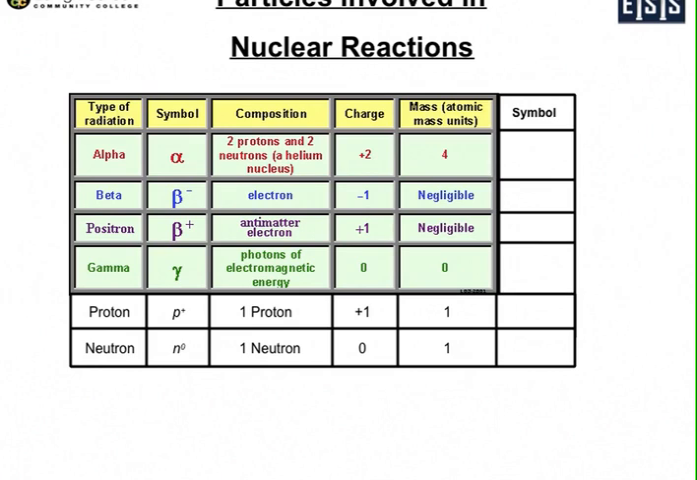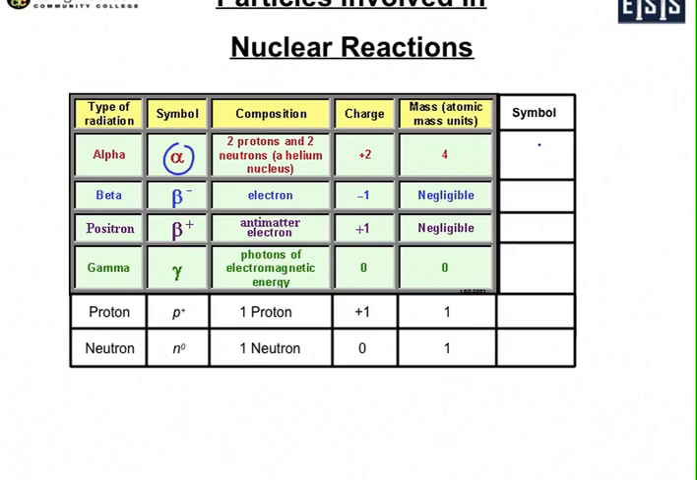And so, alpha radiation is represented by this Greek symbol here. An alpha decay is when the nucleus loses 2 protons and 2 neutrons. And that's essentially a helium nucleus. No electrons around it, just the nucleus itself from a helium atom. The charge is +2 and the mass is 4.